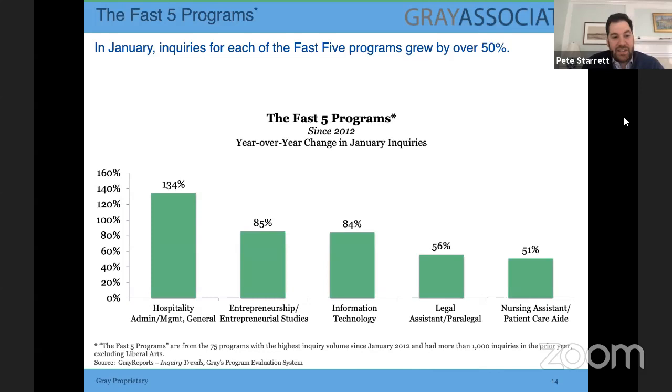Now, if we eliminate size and look at our fastest growing programs, again, starting to see some similar programs pop up each month as we look at this. Hospitality, administration, and management is one where we've seen growth, and entrepreneurship is one that grew quite a bit last year, I believe, when we were looking at this data each month. And then we have information technology, legal assisting, which continues to show up, and nursing assistant. So a pretty interesting set of programs here in terms of our 5 fastest growing programs, and there's not many similarities across these 5 programs. You've got 5 pretty unique programs on this list in terms of areas that grew in January.